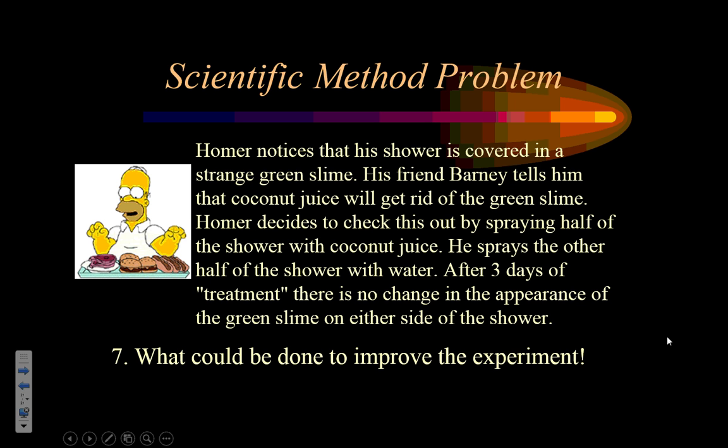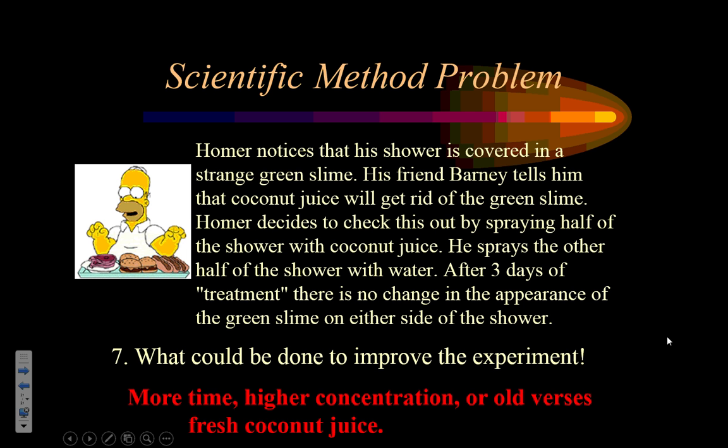Now, what could be done to improve this experiment? Well, there are other things that he could have held constant that he did, other things that he might have tried besides just plain water. So maybe the application of nothing might have had an effect over 3 days. So there's other things he really could have done. He could have tried it for a longer time. He could have used higher concentration. He could have used old or new coconut juice. Maybe that made a difference. There's other things he could have done to really see if coconut juice truly was effective. So his simplistic experiment really left room for us to continue testing the situation.